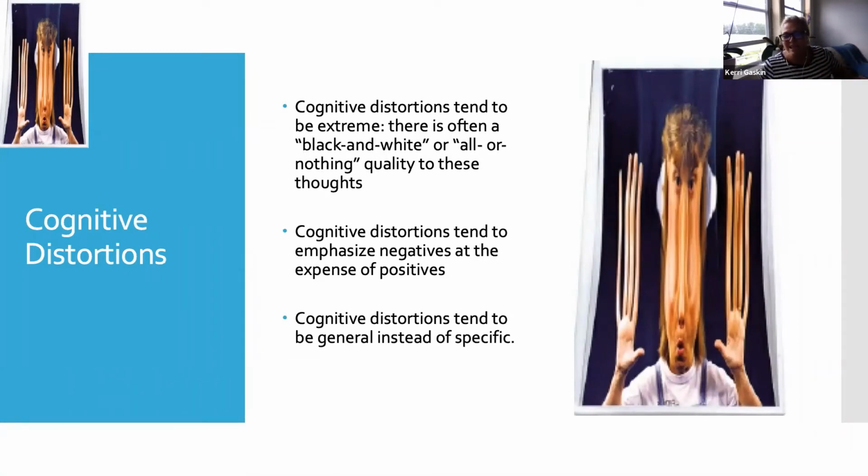Cognitive distortions tend to emphasize negatives at the expense of the positives. And as we talked about earlier, we are definitely programmed, we are conditioned to think negatives first, because when we feel anxious, our bodies are really kicking in to try to protect us. Our cognitive distortions tend to be general instead of specific. And as we talked about last week, we can use very specific strategies to get there.